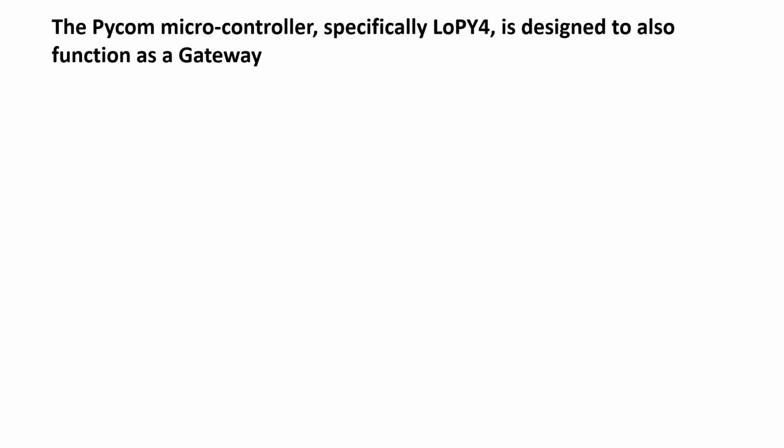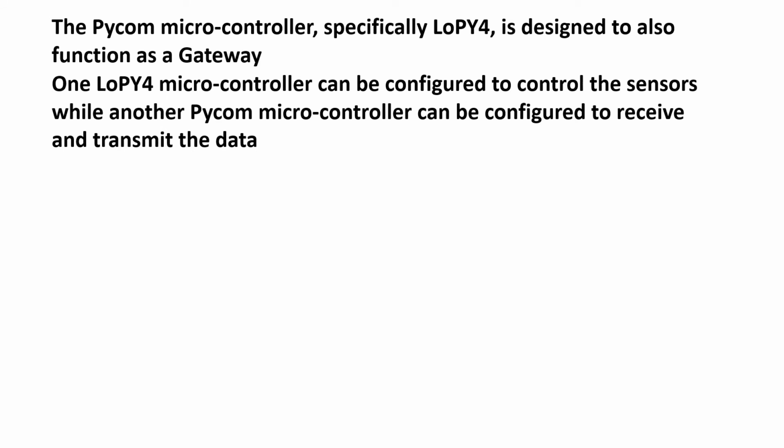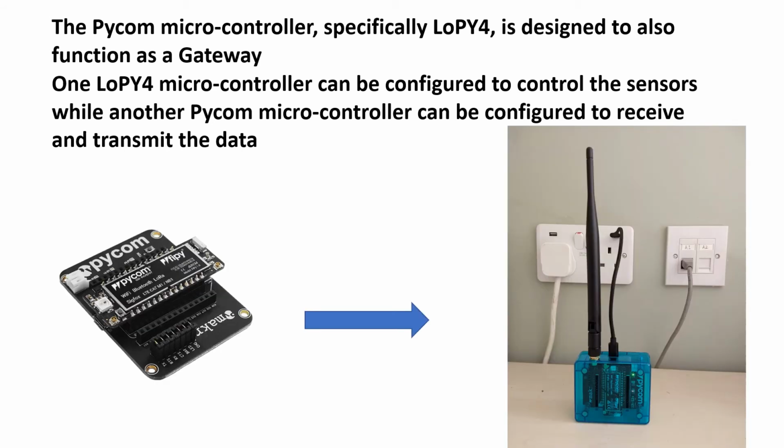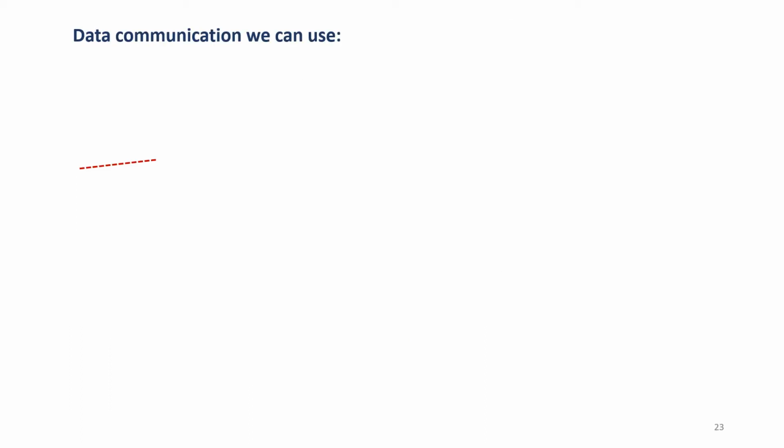A PyCom board, specifically LoPy4, can be programmed to serve as a gateway. Therefore, one LoPy4 may be configured to connect and manage the sensors, while a separate LoPy4 board also is configured to receive data through LoRa network from the first LoPy4 board, then use Wi-Fi with internet to transmit data to a server. In this image, we see an example of a LoPy4 being used as a gateway, and that is what we will do later in this course.